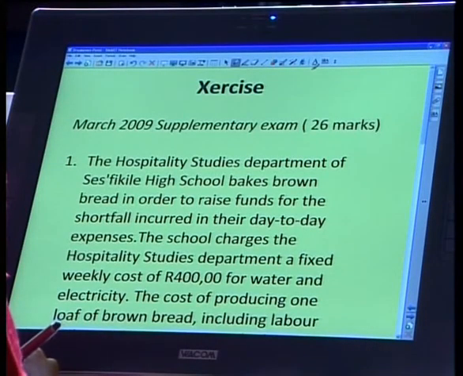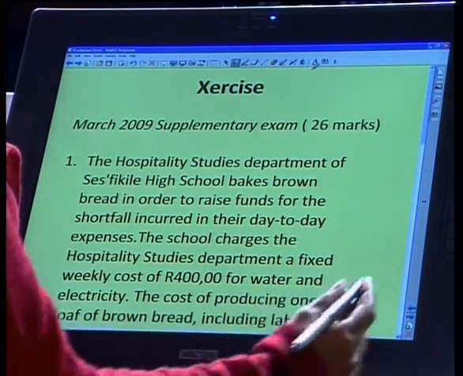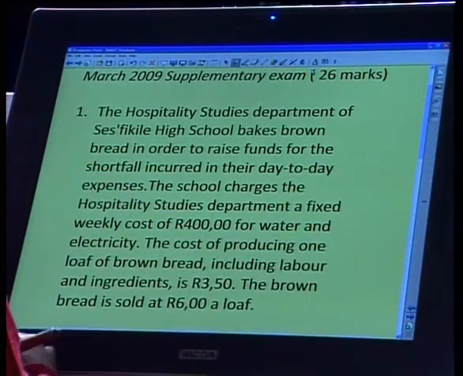Now that you understand how to use graphs to help you to find break-even points, let's try some of the exercise questions. This is exercise one, and this exercise comes from the March 2009 supplementary exam. The Hospitality Studies Department of Sesfikile High School bakes brown bread in order to raise funds for the shortfall incurred in their day-to-day expenses. The school charges the Hospitality Studies Department a fixed weekly cost of 400 rand for water and electricity. The cost of producing one loaf of brown bread, including labor and ingredients, is 3 rand 50. The brown bread is sold at 6 rand a loaf.